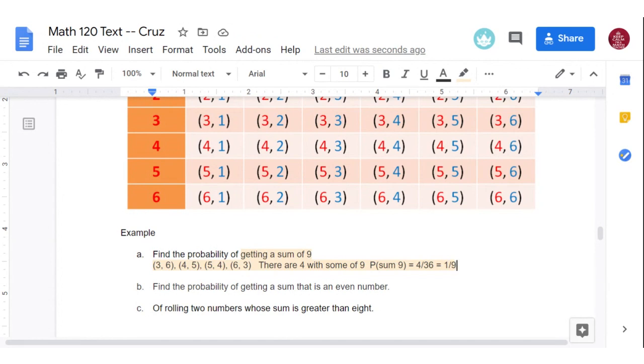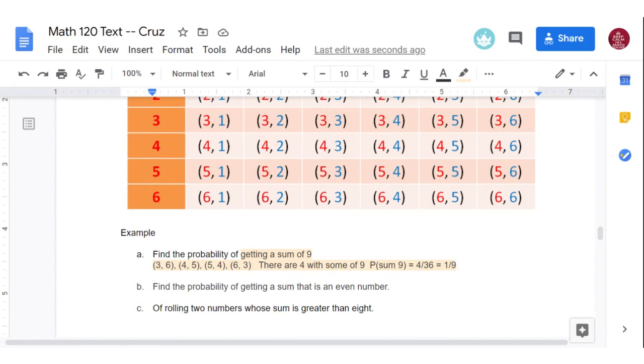So 1/9 is the probability. Now you've got to watch out for what you're asked for. If they say a simplified fraction, you would put 1/9. If they ask for a decimal, this would have to be rounded off to some place, because it's one of those repeating decimals. So just watch out for what they're asking for.